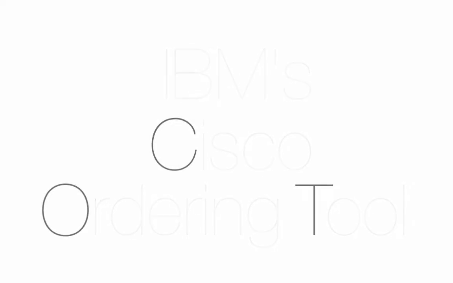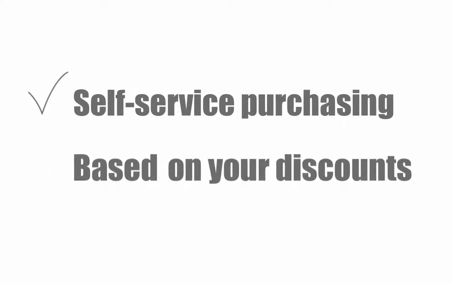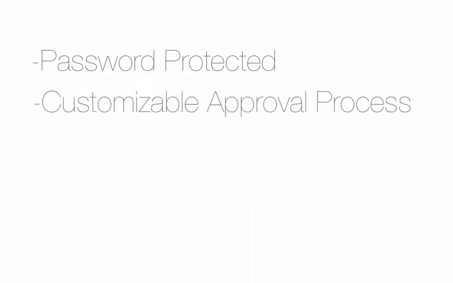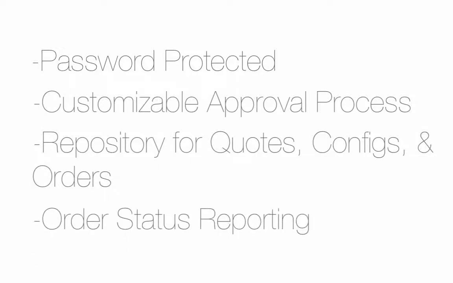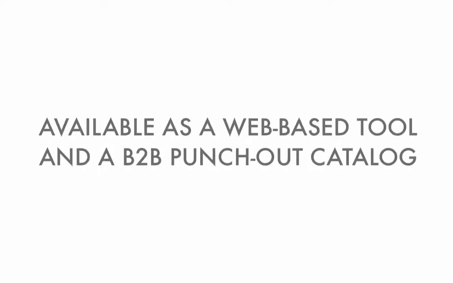The Cisco Order Tool, also called COT, is IBM's self-service purchasing solution based on your organization's pricing discounts. In simple terms, COT offers IBM customers a password-protected shopping experience for select individuals within your organization. It's customizable to your buying approval process and serves as a repository for all of your quotes, common configurations, and orders. It even provides you with a comprehensive report on your order status, so you'll know when your orders have shipped. The best part? It's available in both a standalone web-based ordering tool and a punch-out version that can integrate with your e-procurement system. So let's take a look at how it works.